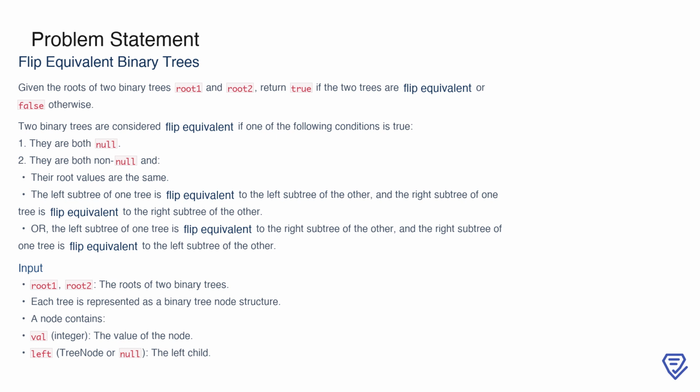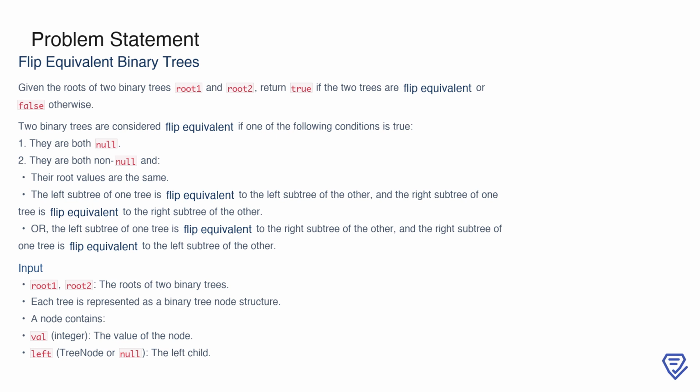In this problem, we are tasked with determining if two binary trees are flip equivalent. This means that, given the roots of two binary trees, root1 and root2, we need to return true if they meet the criteria for being flip equivalent, or false otherwise.